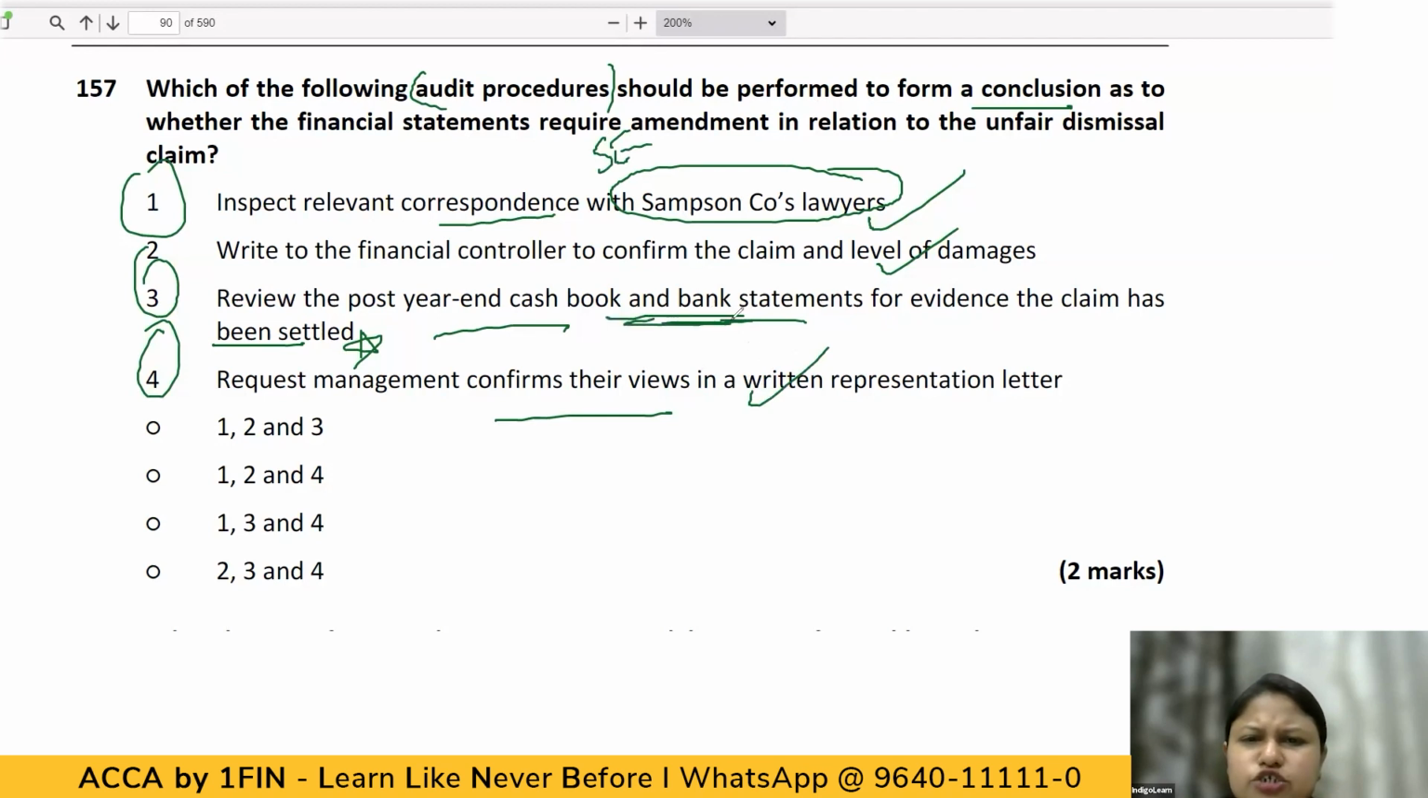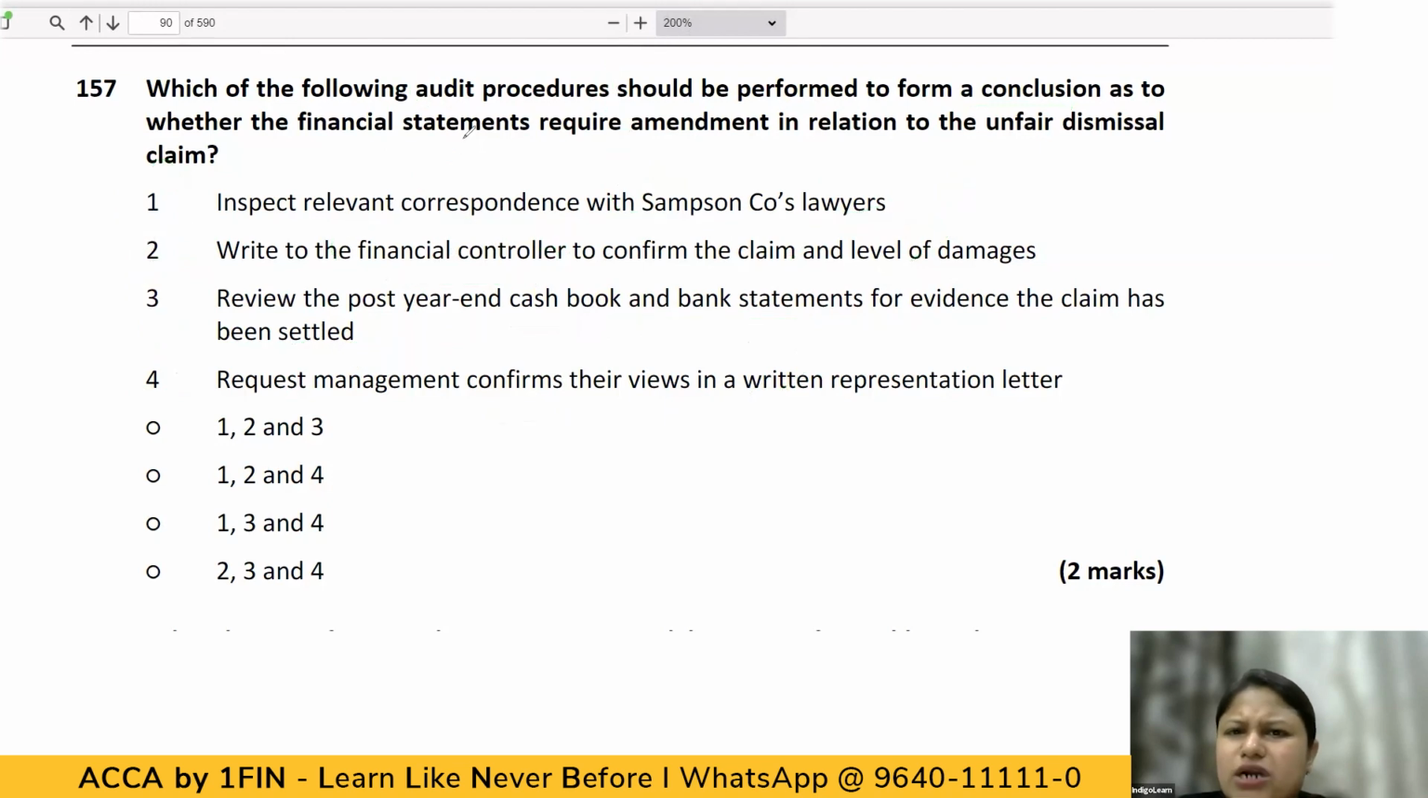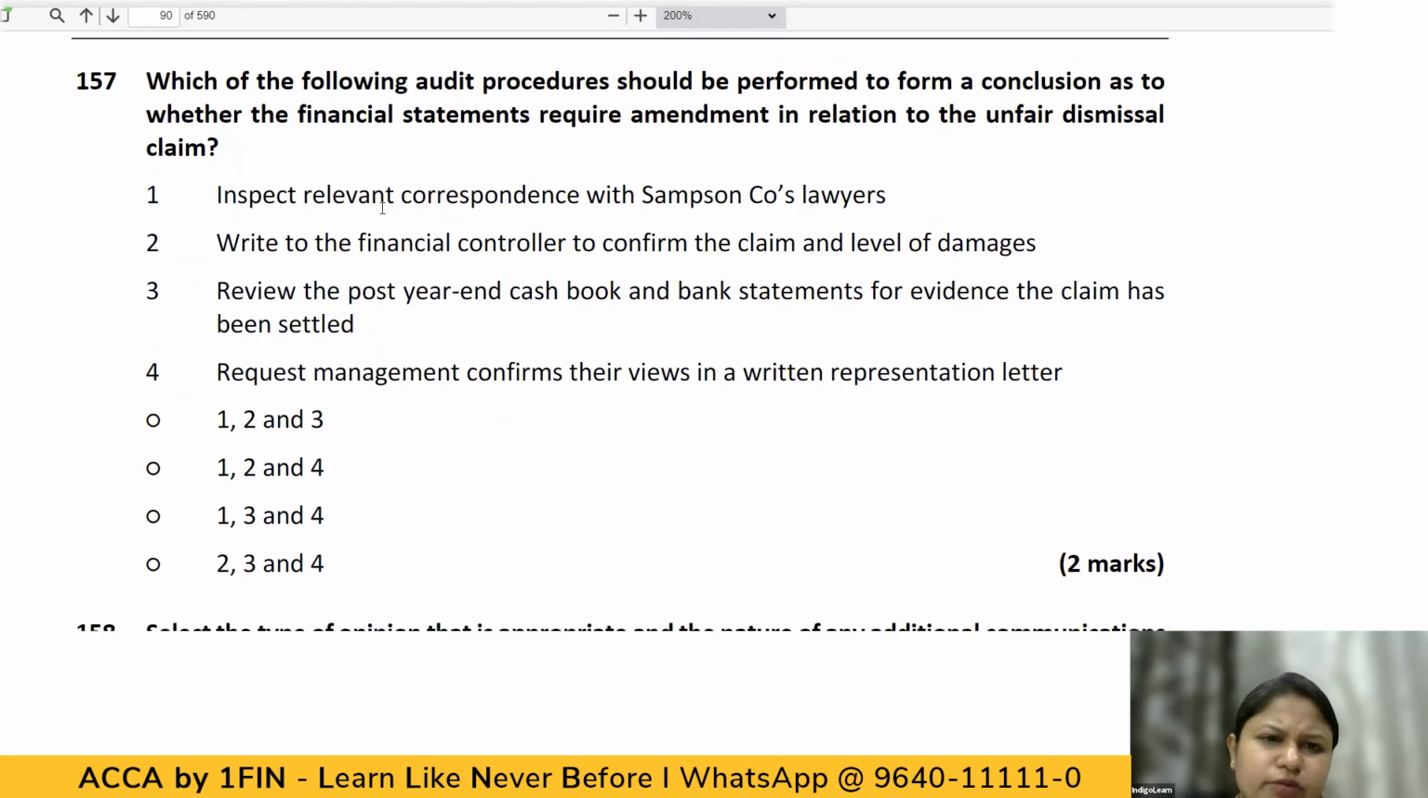You will check this to ensure whether a provision is to be created or not. And the lawyer will give you the estimation of the amount and the probability of whether an outflow is going to happen or not. But why would you talk to a financial controller, and that too to confirm the claim and the level of damages? Confirmation with him is not going to give an indication of what kind of adjustment you require. So that will not be there. The answer here should be 1, 2, and 4. Sorry, 1, 3, and 4. So you have to check 1, 3, 4. So it should be C.